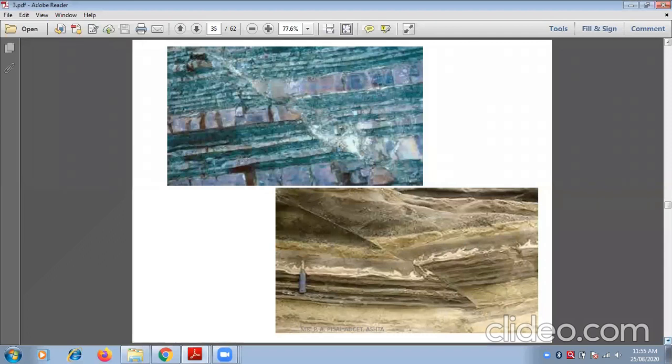Now these are some field photographs. Look carefully at these field photographs. Now what do you observe here? First you have to recognize the fault plane in the field, which is very important.